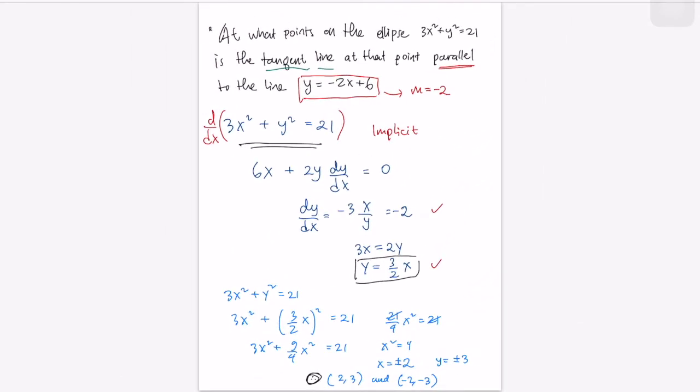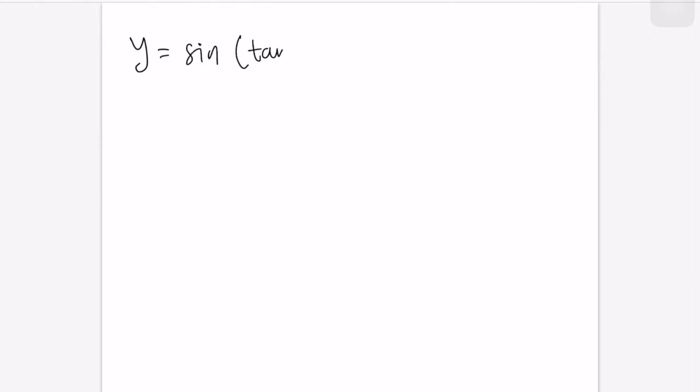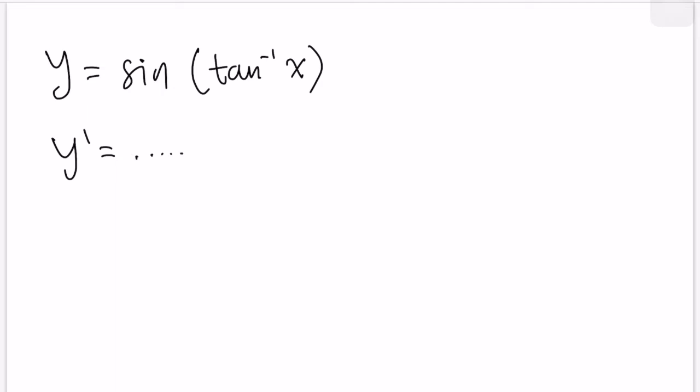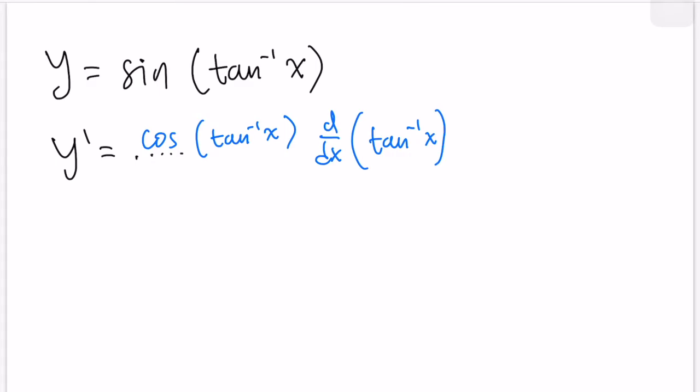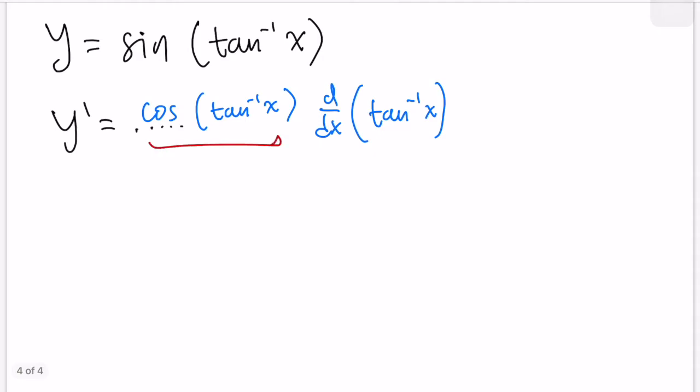Let's move on. Another question that I have in mind is about the inverse of trigonometry. So we have y equals sine of tangent inverse x, and it's asking about y prime. How to solve this? First, we can directly go by cosine of tangent inverse x, and then d dx of tangent inverse x, and solve that, right? So cos of tangent inverse, how do we deal with this?